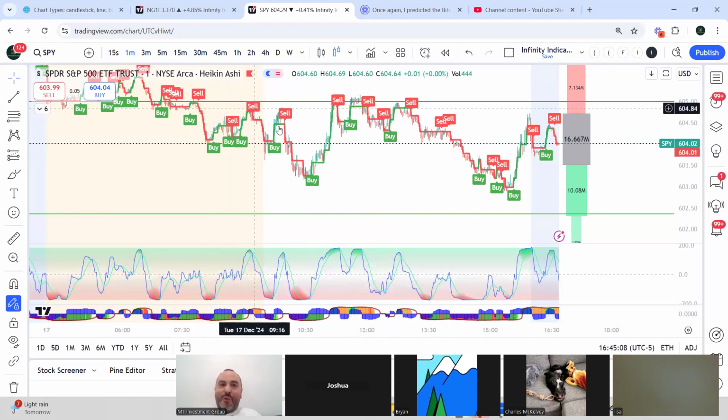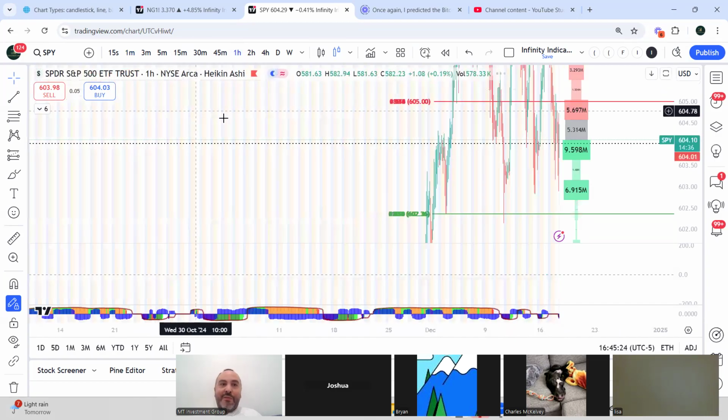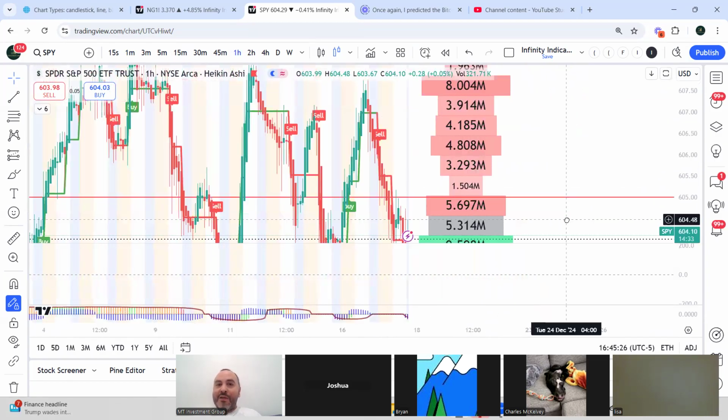You could see where all the money was to be made, aside from the few bounces here, which are the bounces that I was trying to play. But you can see how much easier it was to just go with the trend. What do I mean by going with the trend? Just zoom out.